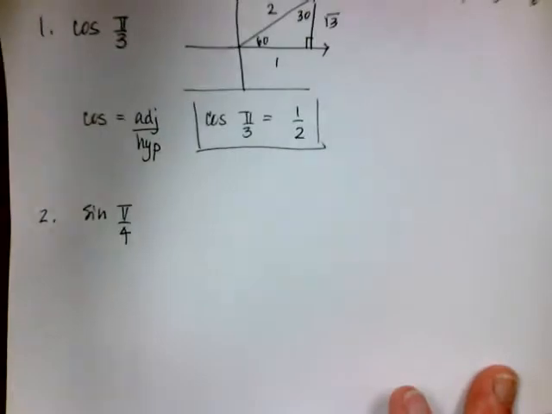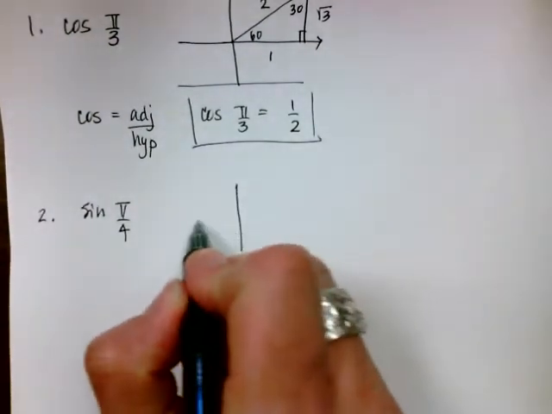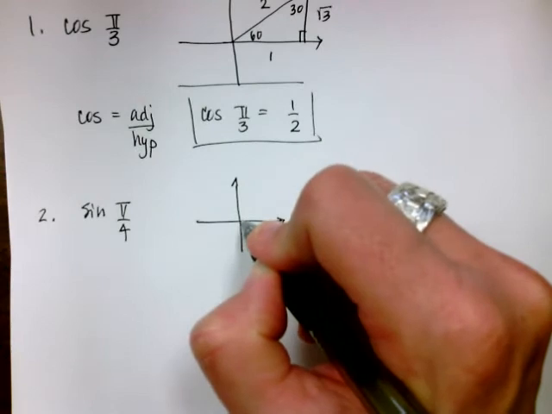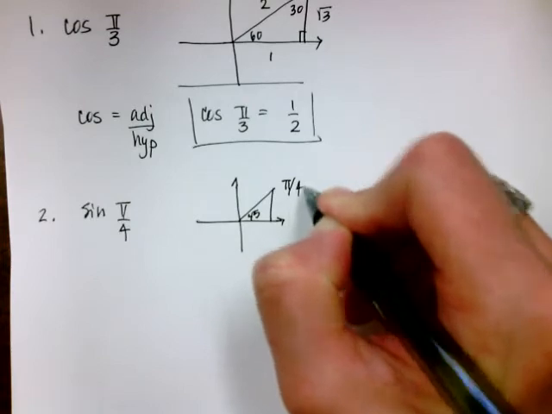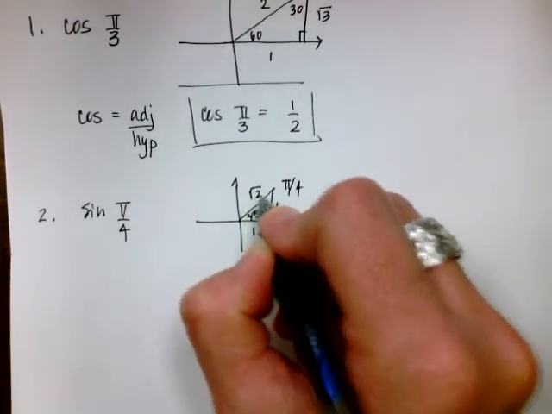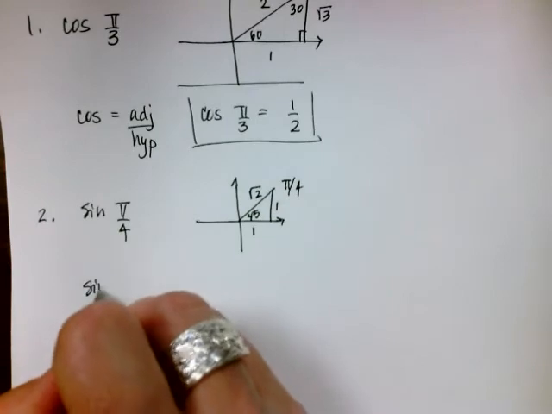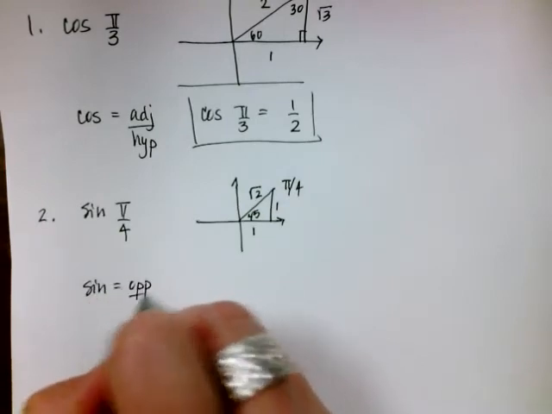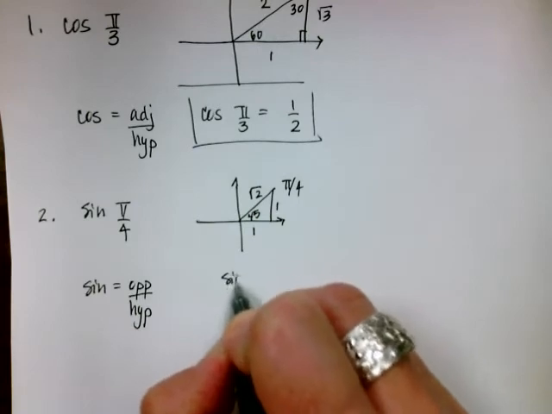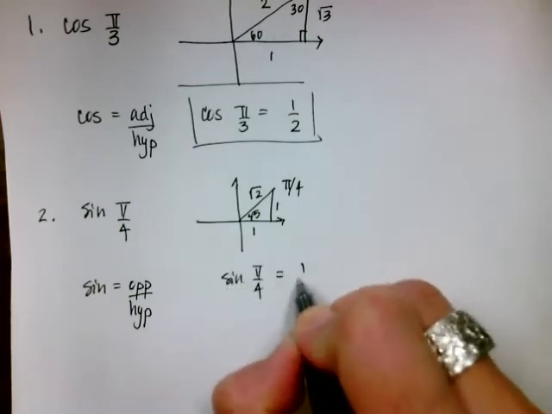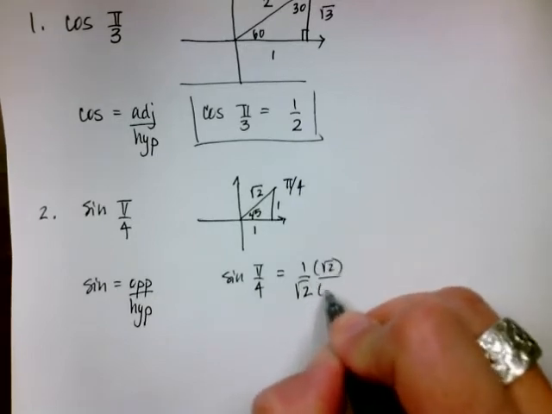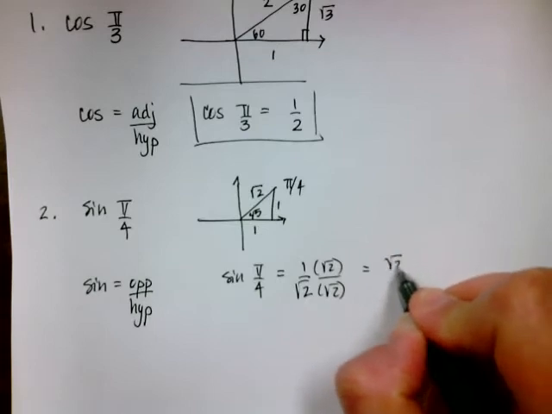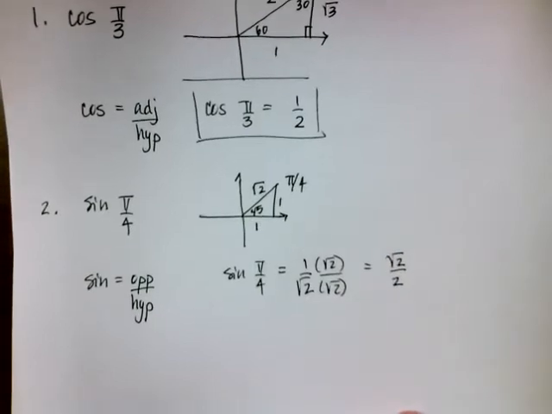Pi over 4 is again one of our specials, so I'm going to do it by hand so I can find the exact coordinates. I'm going to draw my little picture. Pi over 4 is 45 degrees. Okay? So this is pi over 4, so that means that the legs are 1 and the hypotenuse is radical 2. The sine is equal to the opposite over the hypotenuse, so the sine of pi over 4 is going to be 1 over radical 2. I can't leave radicals in the denominator, so I multiply by radical 2 over radical 2, and so I'm going to get radical 2 over 2. So that is the sine of pi over 4.